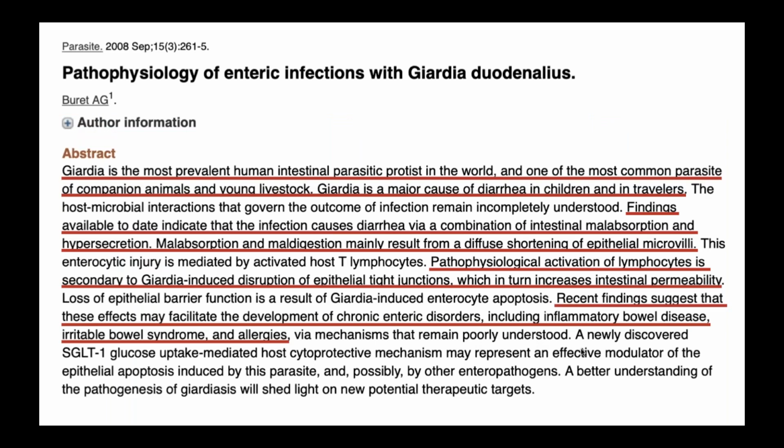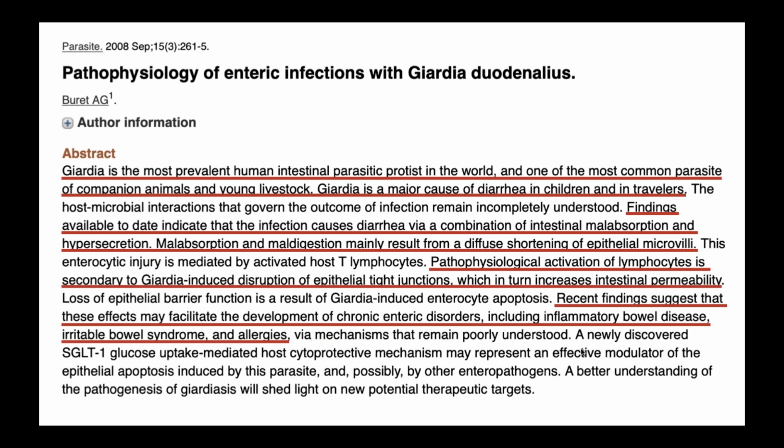So I want to mention just a little bit of research about some of the markers that we just talked about and how they can be related to digestive insufficiency and digestive dysfunction. So we noted again in this particular patient's case that Giardia was present, not necessarily at a high level. So just want to talk about this particular marker a bit more. This is a review article that came out a few years ago on Giardia and presents some nice summary information. In the article they say, Giardia is the most prevalent human intestinal parasitic protist in the world and one of the most common parasites of companion animals and young livestock.